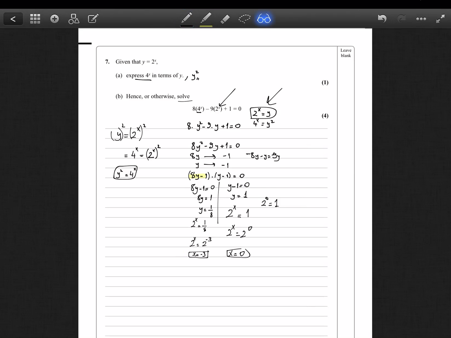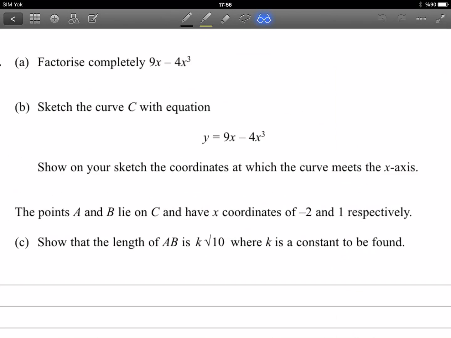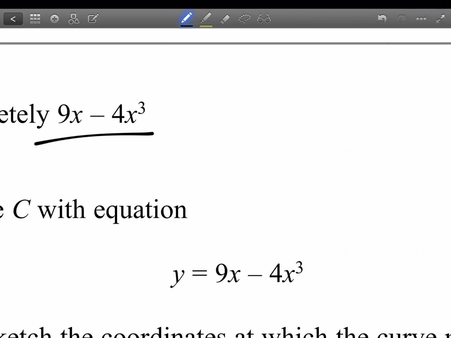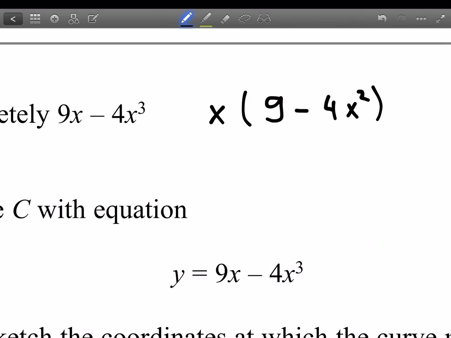Yes, that's finished. Let's move to the next question. Factorize completely this term. That's really easy. Let's do it. We have to search for a common factor. What we have here is x's, just x. x times 9 minus 4x squared. But we are not done because we have a rule here.